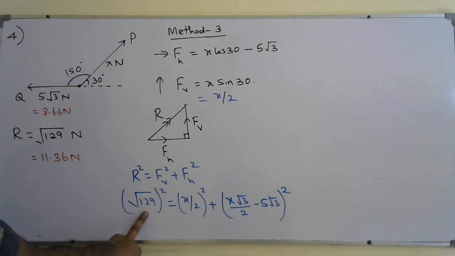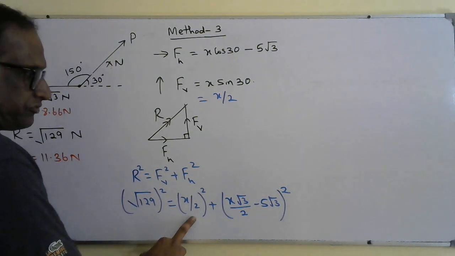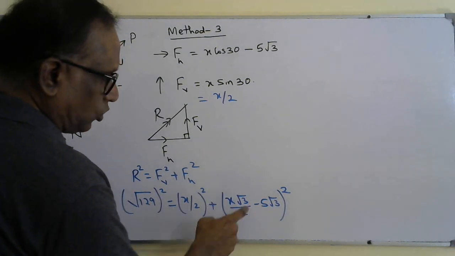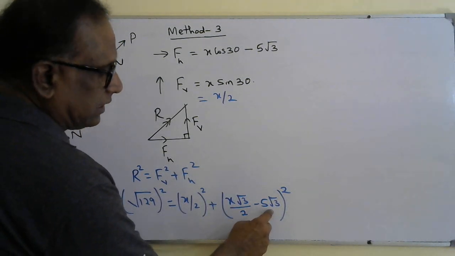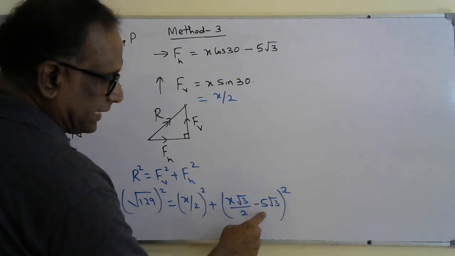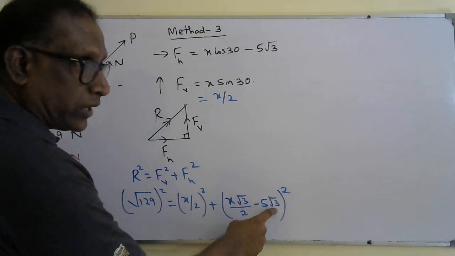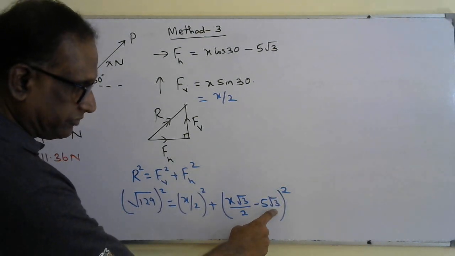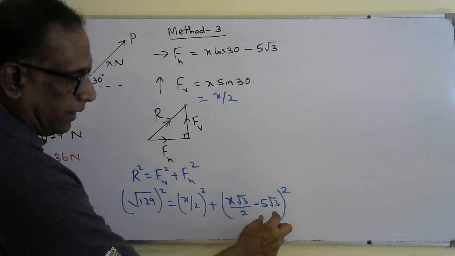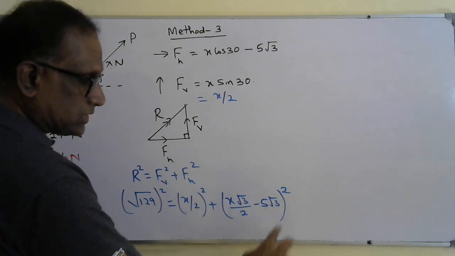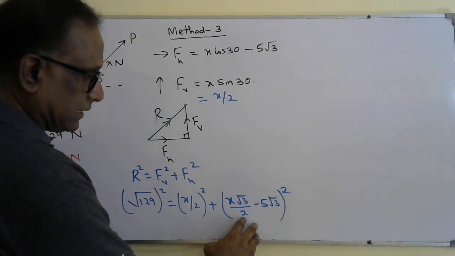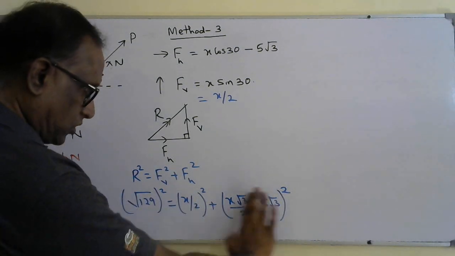So this will become 129. This will become x squared by 4. When you square the next term, it will become x squared into 3 over 4. This is 5 squared, that is 25. The square of root 3 is 3, so it's 25 into 3 is 75. a squared plus b squared minus 2ab. When you multiply these two, the 2 will get cancelled. Root 3 into root 3 is 3. So solve it and get it.